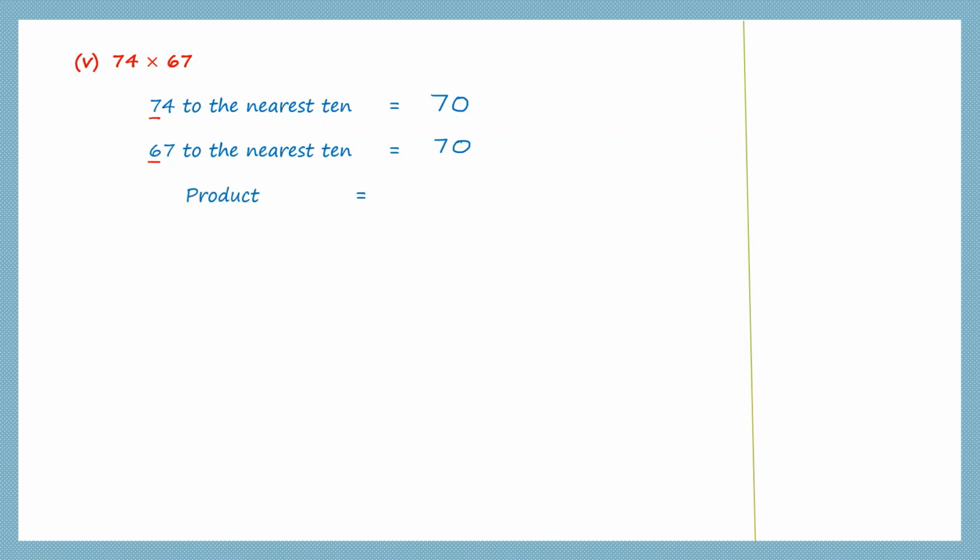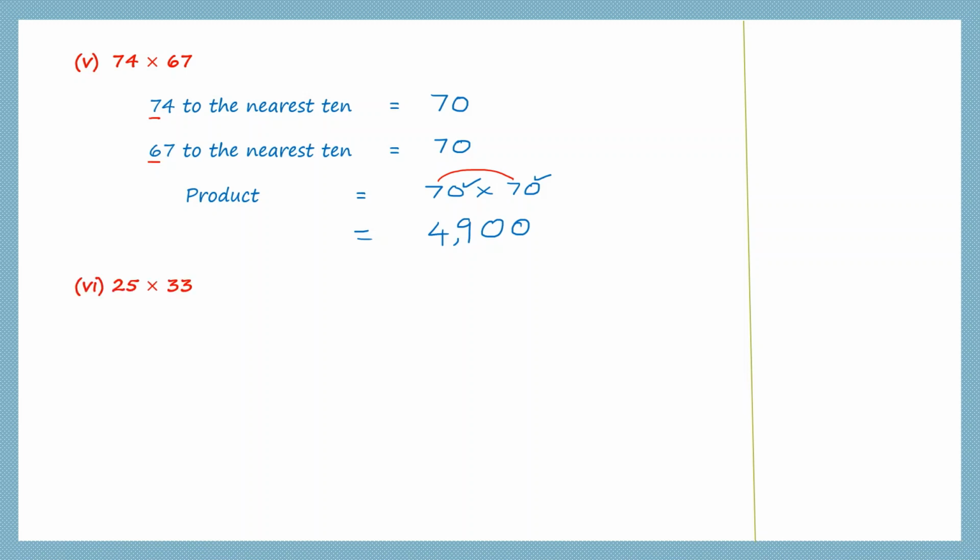The required product is 70 into 70. So here we are going to multiply 7 into 7 first. So what do we get? 7 sevens are 49. Now we look at the two zeros and we add the two zeros. So what do we have? 4900, which is the required product.